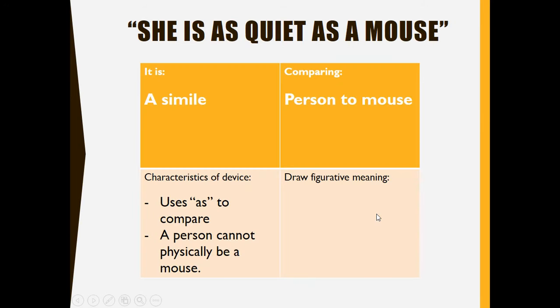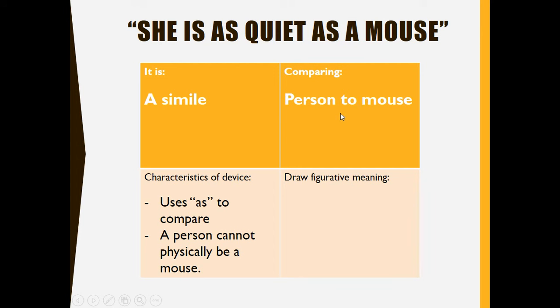On your desks, you will be seeing this graphic organizer, and you will be completing your own graphic organizer. But let me show you how. We have our little figurative language here. She is as quiet as a mouse. Well, is it a metaphor or a simile? It is a simile. But why? It's comparing person to mouse. She is being compared to a mouse.